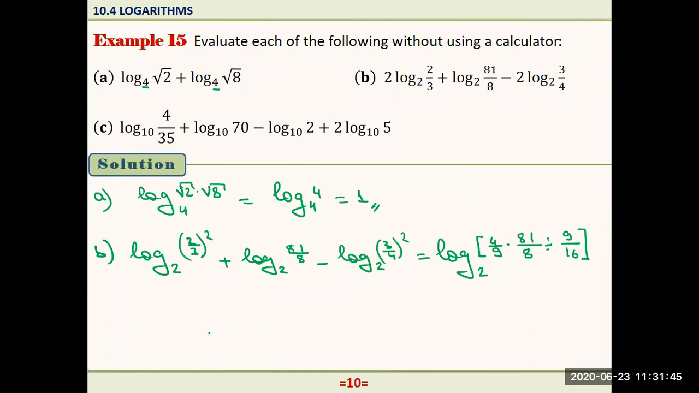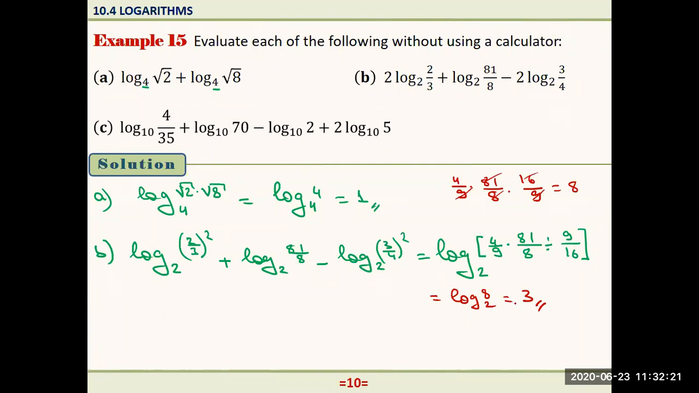So if you simplify right here, we have 4 over 9 times 81 over 8 times, here we have 16 over 9, right? This 81, 9, 9, they cancel each other, right? 16 over 8, it is 2, so this thing is equal to 8. So what we have here? Here we have equals logarithm of 8 to the base 2. 2 to the power, what number equals 8? That is 3. Right? So the value of this logarithm is equal to 3.